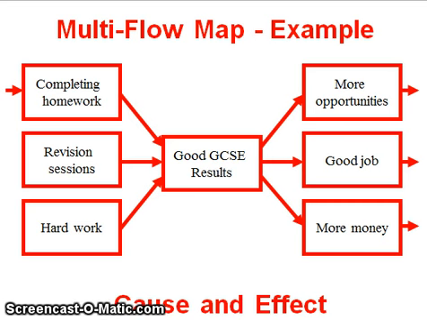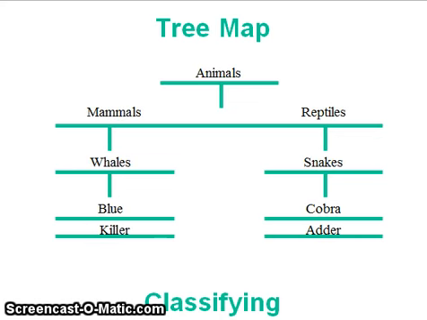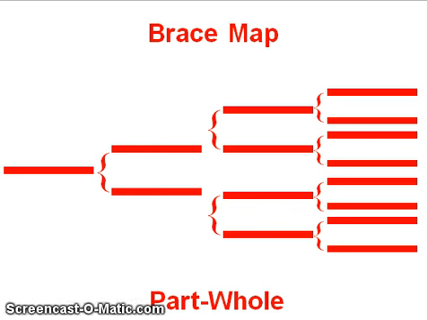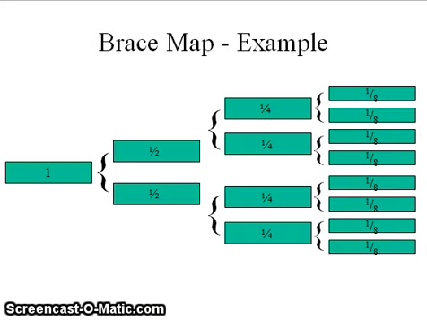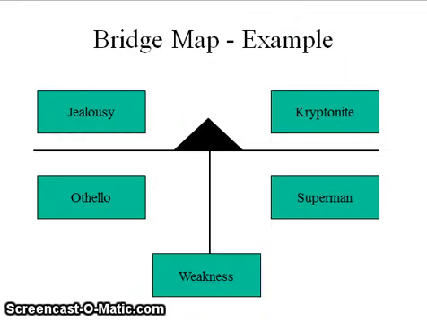We then have a couple of maps that are particularly popular with science specialists. So we have tree maps for classifications, and we have brace maps that are an analytical tool. So you break a whole into various parts. Easy example being fractions. One that can be quite fun is asking students to think of analogies. And by doing so, they're demonstrating their understanding of a relationship, essentially. So here we have an example of weakness, and some fun examples there.